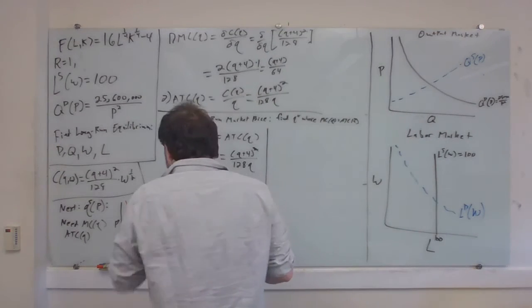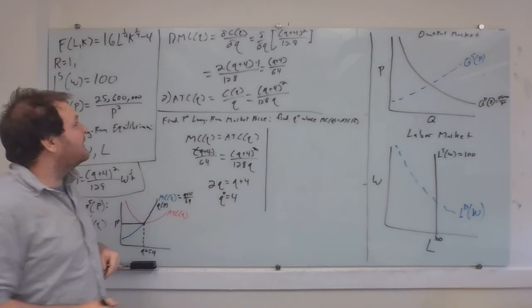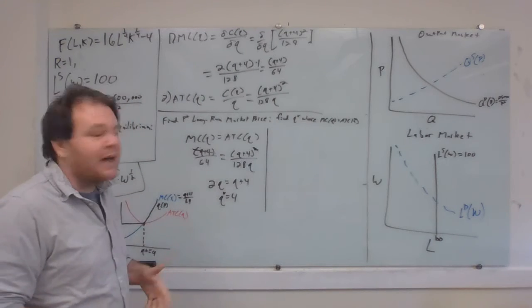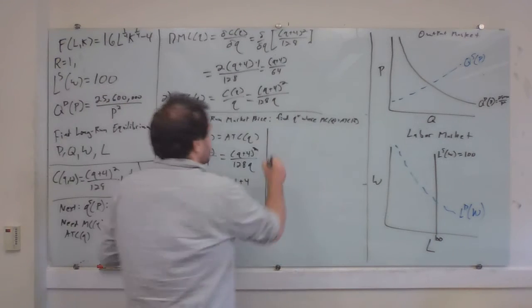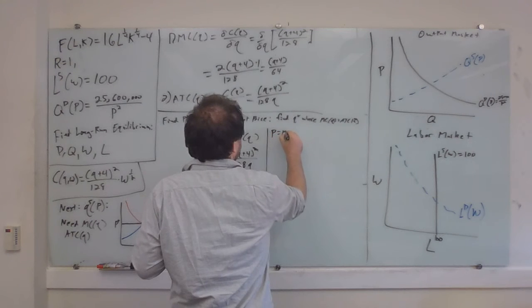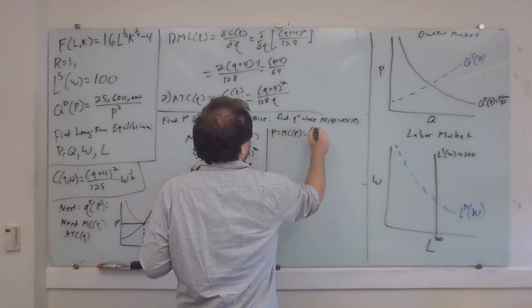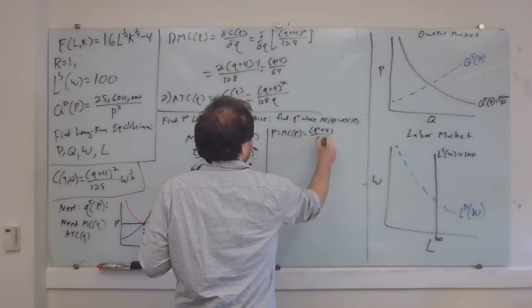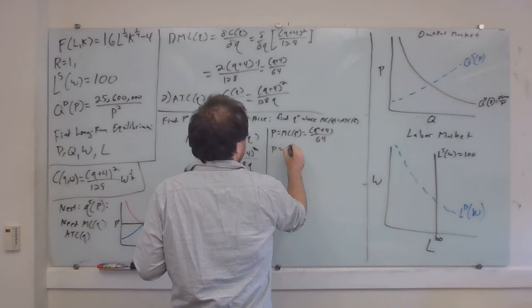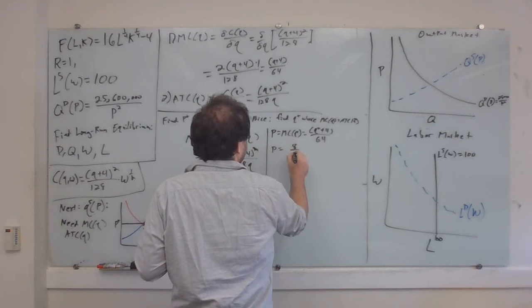Now that we know that, we can figure out our price by plugging this into our marginal cost or our average total cost. And I generally prefer marginal cost. So we'll say P equals MC of Q star equals Q star plus 4 over 64. So P is going to be 8 over 64.